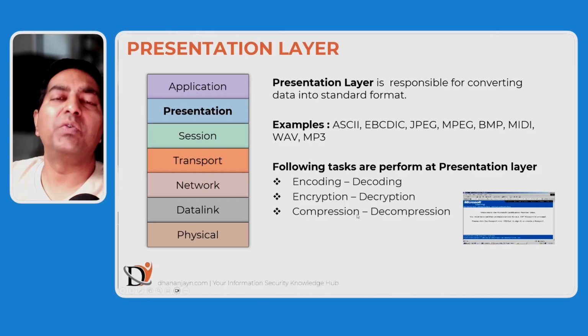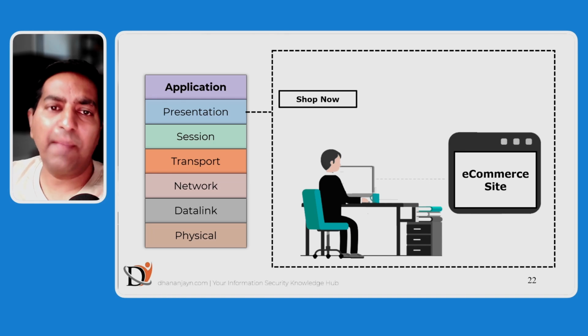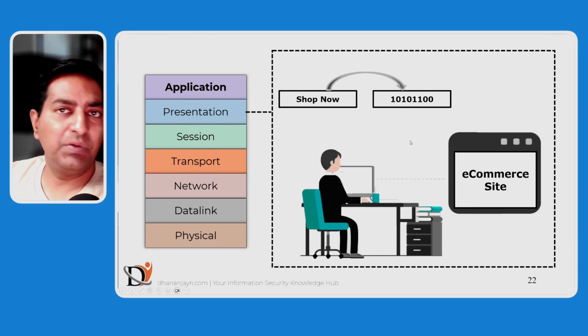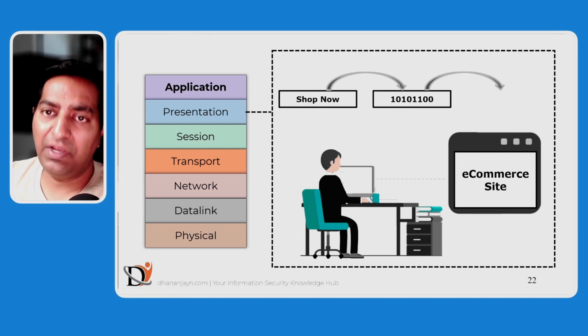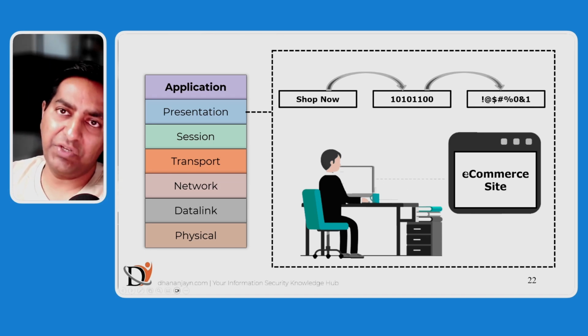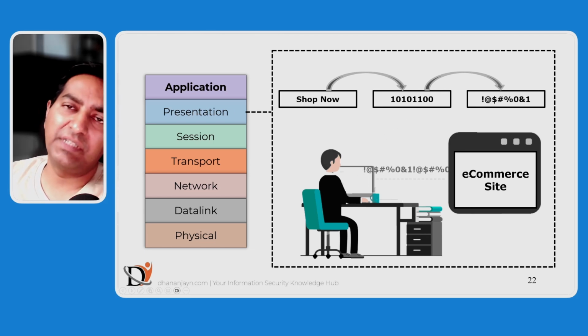So we have understood enough about the presentation layer. Now let's try to understand what is actually happening. Suppose you are shopping on an e-commerce site. When you press the shop now button, the data will first be converted. That is where encoding comes into the picture, and it's also encrypted while you make the transactions. So that's where the presentation layer secures the communication between the user and the e-commerce website.